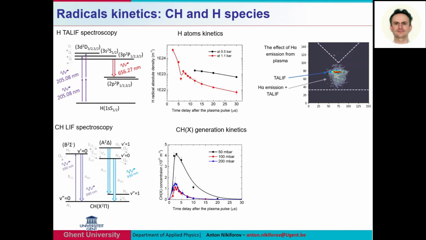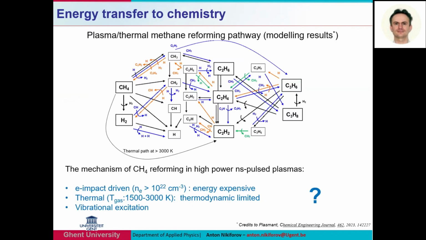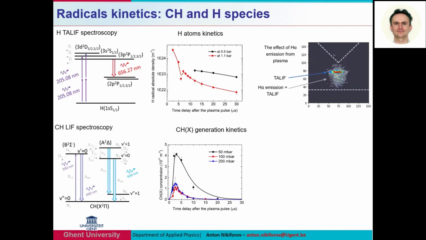To answer that, we looked at two products. One of them is hydrogen. So we did time spectroscopy of hydrogen. We see how hydrogen is formed in the reaction pathway. Hydrogen atoms are formed in every single step, so they are very representative of the kinetic pathway of methane reforming. And the second product is the CH radical. CH radical is one of the last products in the whole chain of dissociation of methane. So CH is the final product before it breaks into carbon.